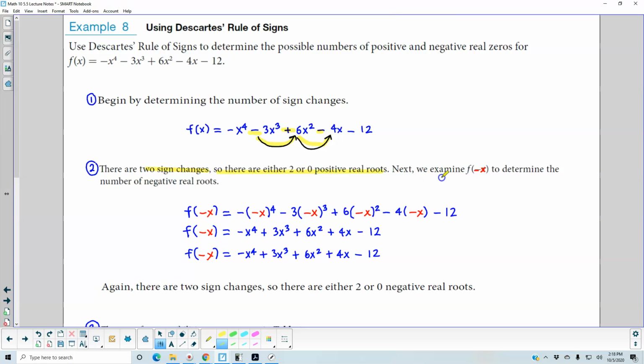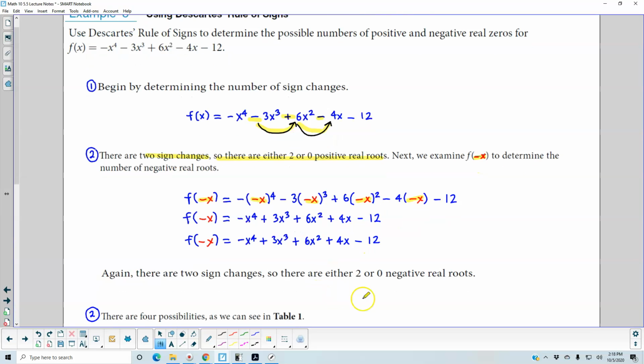Okay. Next, we want to examine f of negative x to determine the number of negative real roots. So we're going to replace x with negative x to figure out how many negative real roots there are. Now that we put in negative x, to the fourth power we get negative x to the fourth, minus 3 times negative x cubed, which becomes plus 3x cubed. This becomes 6 times negative x squared, which becomes positive 6x squared. And negative times a negative makes that a positive 4x, and then minus 12.